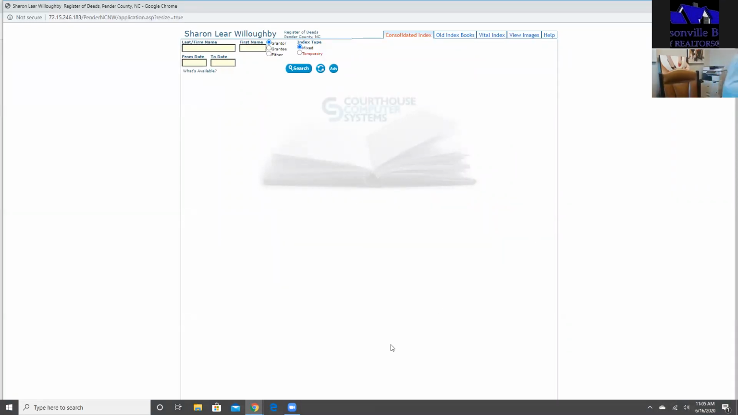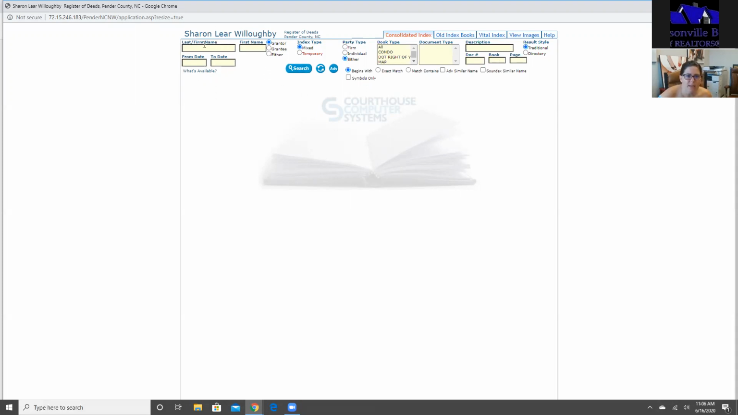So there are two different ways to find things in here as well. Again, if you happen to have the book and page number from the deed or anything, fantastic. That is a super easy way to do it. If you hit advanced over here, this is where you can type in book and page numbers. So if you have the book and page numbers from the deeds or from any other sources, that's fantastic. That makes it a lot easier.